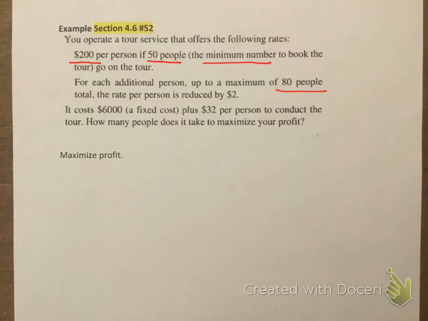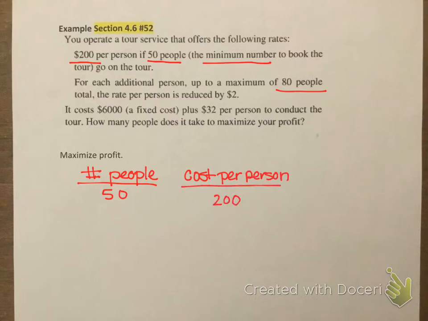So, for example, and I'm going to do this problem on multiple pages. So if the number of people that go is 50 people, then the cost per person would be $200. And you guys know that to figure out how much revenue that Trevor would make, we would need to multiply 50 times 200.